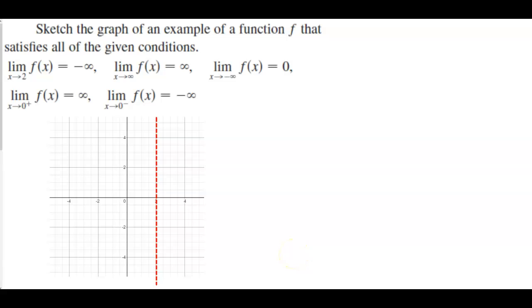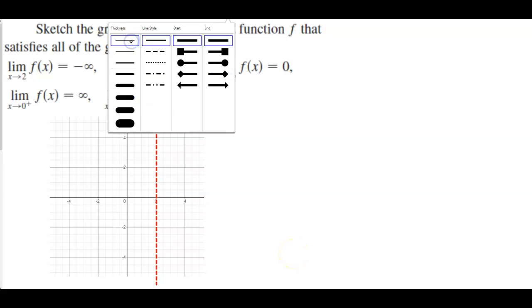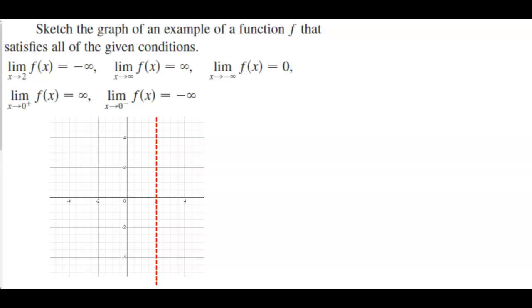Okay, and so that tells us again that as x is approaching 2 from the right, it's approaching negative infinity. And as it is approaching 2 from the left, then we have on the other side, it's approaching negative infinity. Now let's take a look at the next condition.